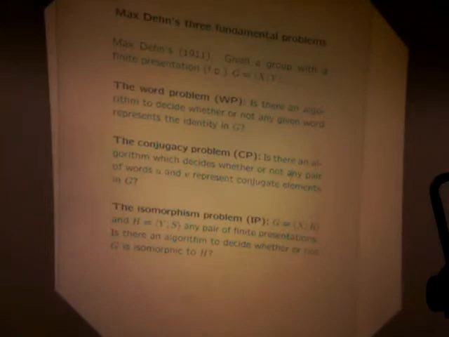The conjugacy problem is: is there an algorithm which decides whether or not any pair of words, U and V, represent conjugate elements in G? If you're able to do that, you have solved the conjugacy problem. And the isomorphism problem, related to this topic, is: given two finite presentations, can you tell whether or not these two groups are isomorphic?